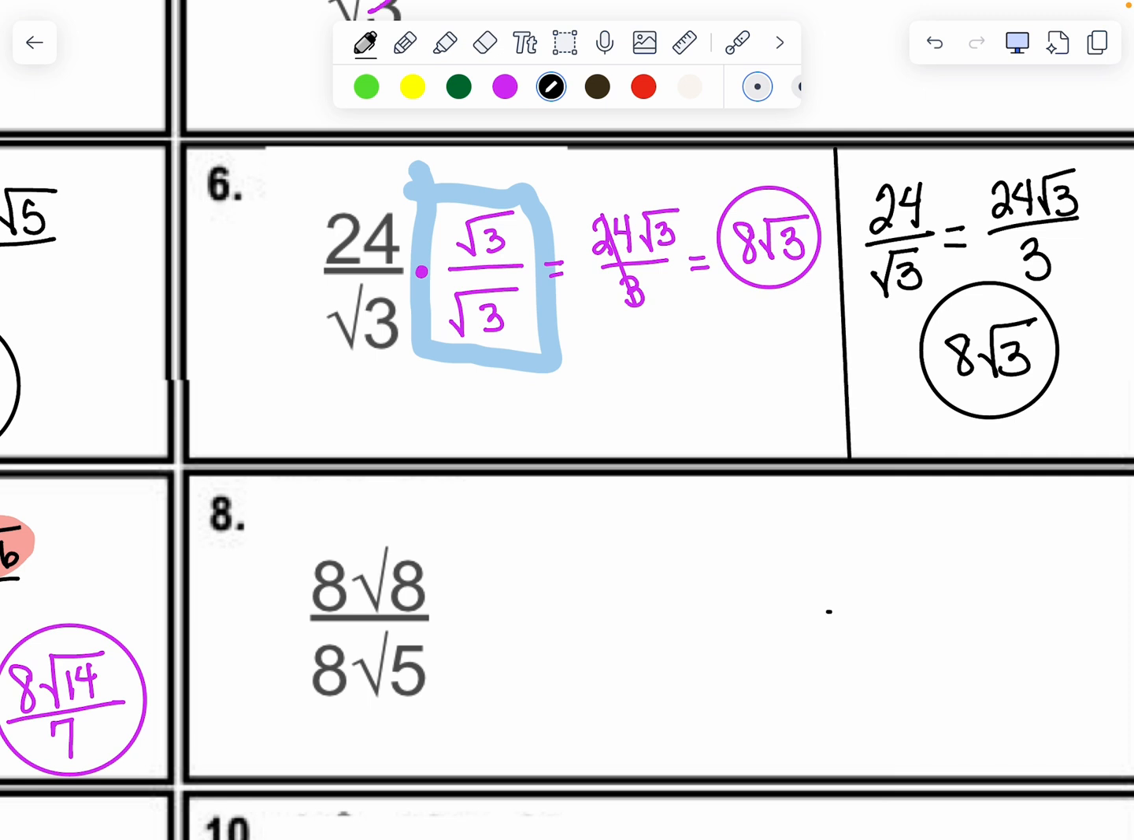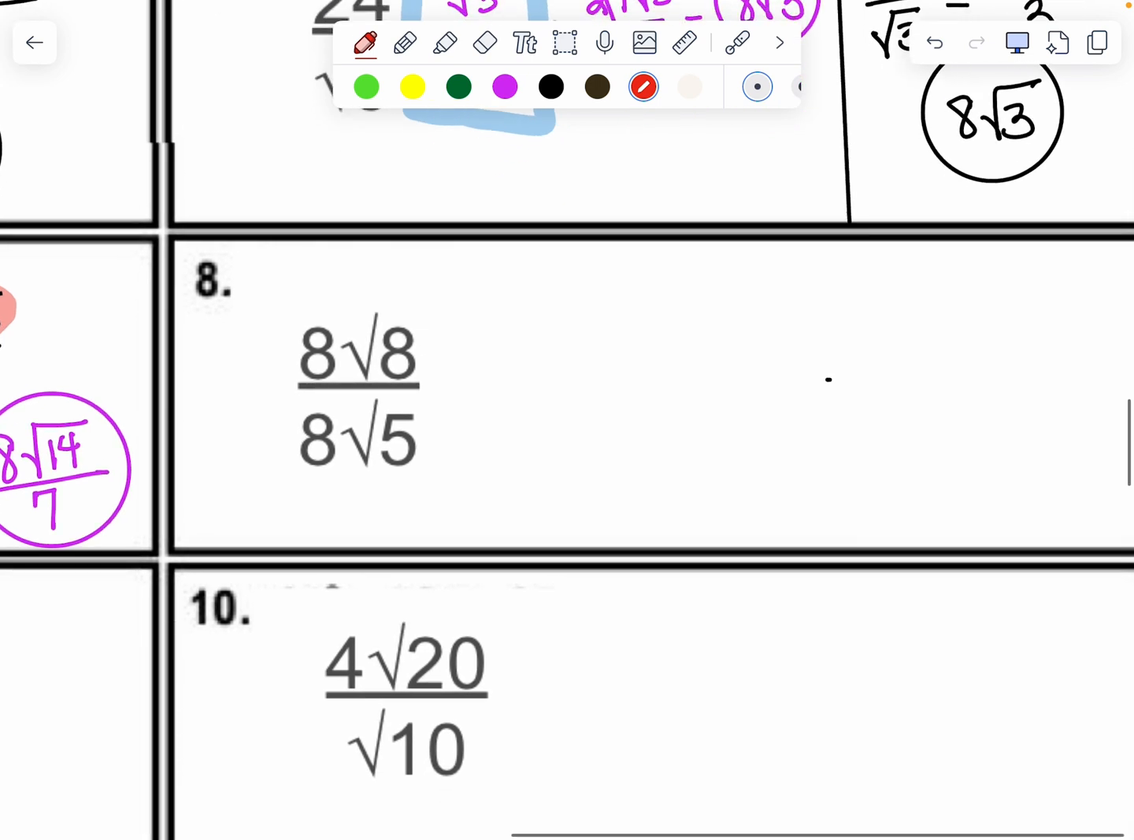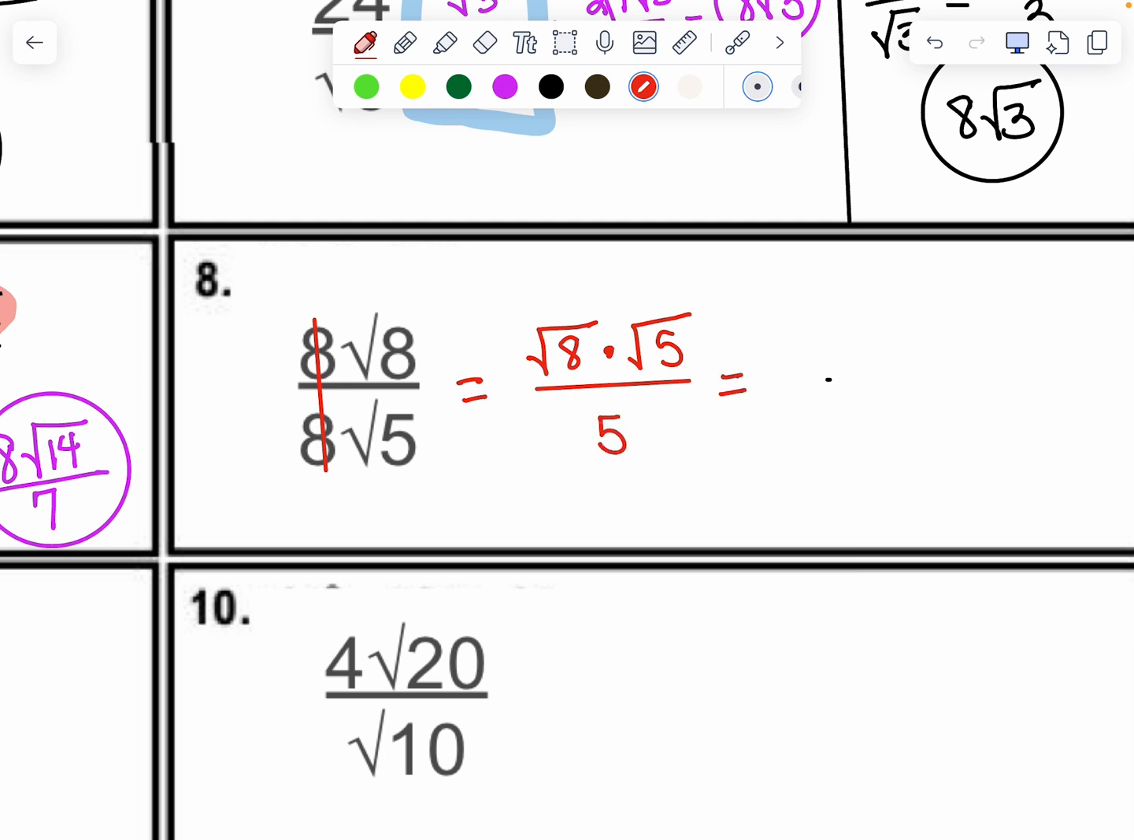All right, for number 8, treat it like a fraction. Is there anything that I can reduce before I start that's going to make my number smaller? Yeah, I can divide 8 by 8. So that just cancels each other out, basically. It's not the correct math terminology, but that's what happens. 8 divided by 8 is 1. So then I'm going to pull that caret up, and I'm going to drop the root. And then I'm going to multiply. So what is 8 times 5? So square root of 40 over 5.